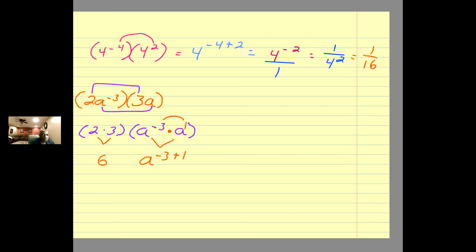So, let's continue. This is going to be 6 a to the negative 3 plus 1, which is a negative 2. Again, this part is the part that has a negative exponent. So that's the part that's going to move to the denominator. All right, so let's write our final answer. It's going to be 6, the 6 stays in the numerator, over a to the second power. That is what moves to the denominator. All right, very good.